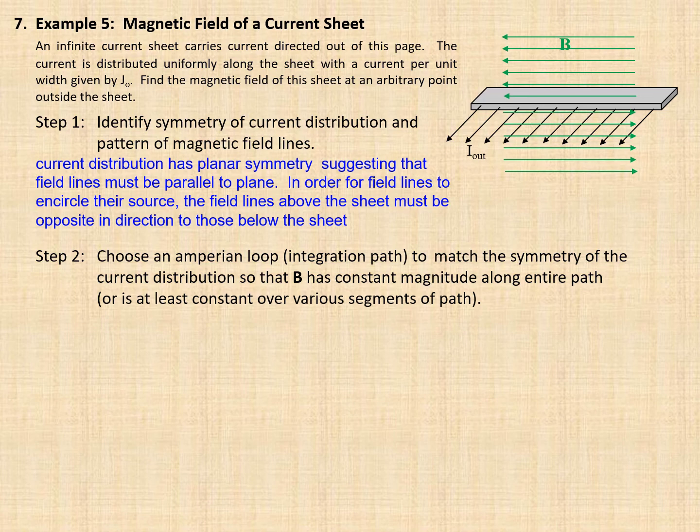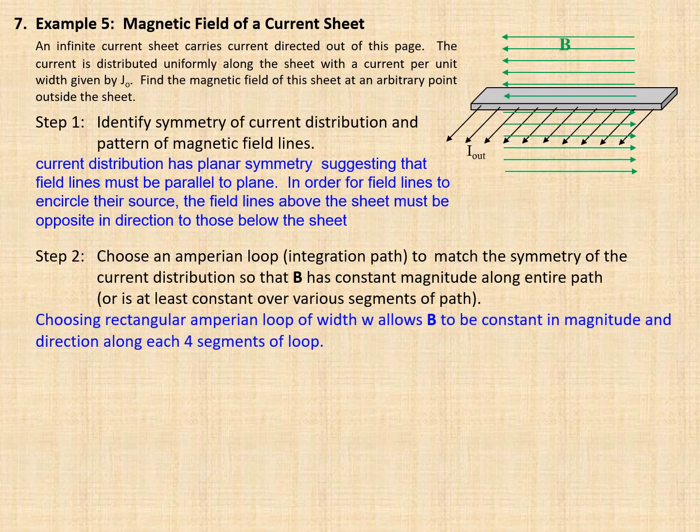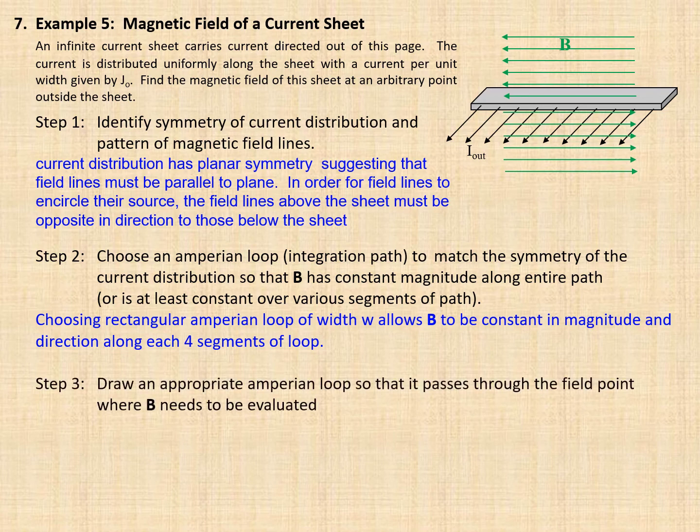So the choice of the Amperian loop should be obvious in this case, such that the magnetic field will be constant in magnitude over the integration path. So choosing a rectangular Amperian loop, let's say of width W, will allow the magnetic field to be constant in magnitude and direction along each of the 4 segments of that loop. So we will draw an appropriate Amperian loop so that it passes through an arbitrary field point outside of the planar sheet. Okay, so here is our blue Amperian loop that we have drawn.